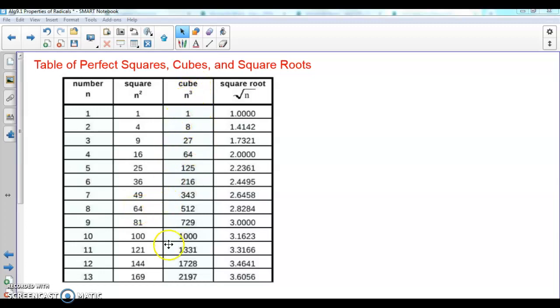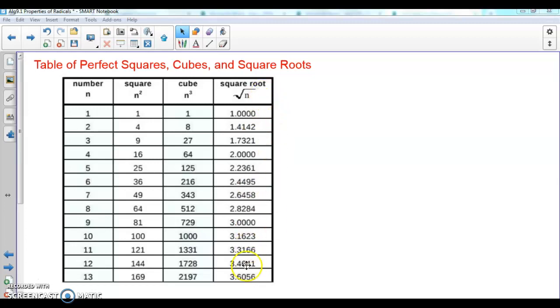I also have here the column for perfect cubes. So 1 cubed is 1. Let's say 3 cubed means 3 times 3 times 3 is 27. 5 cubed is 5 times 5 times 5, which is 125. Now, this is a new addition to the table we're going to look at. This may be very helpful down the line, especially when we're solving by getting the square roots.